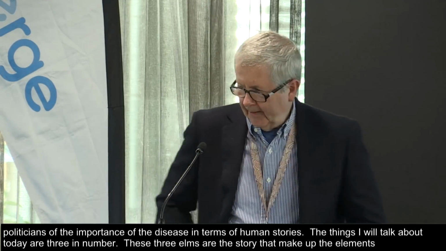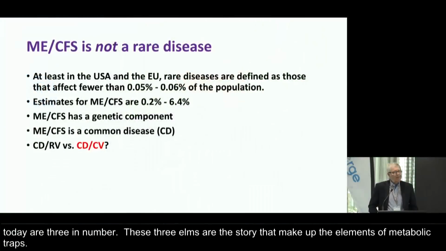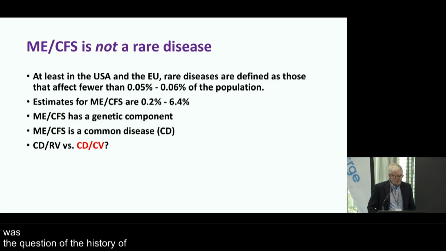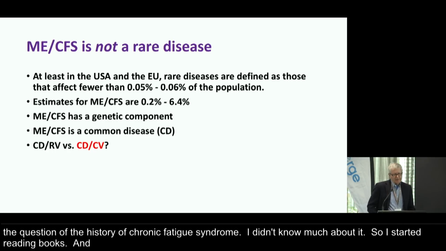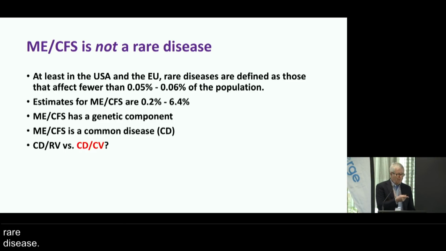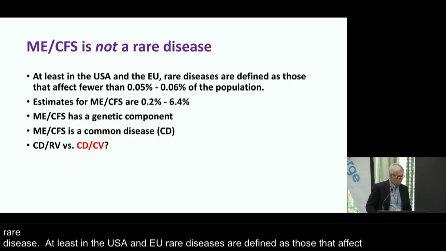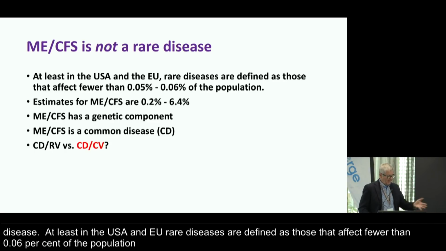So the first thing that I worked on when I came to Ron Davis's group as a potential volunteer investigator was the question of the history of chronic fatigue syndrome. And I didn't know much about it, and so I started reading books and papers. And the thing that stood out for me right away was that it doesn't seem to be a rare disease. That, at least in the USA and the EU, rare diseases are defined as those that affect fewer than 0.06% of the population, whereas estimates for ME/CFS in the literature range from 0.2 to 6-something% of the population.